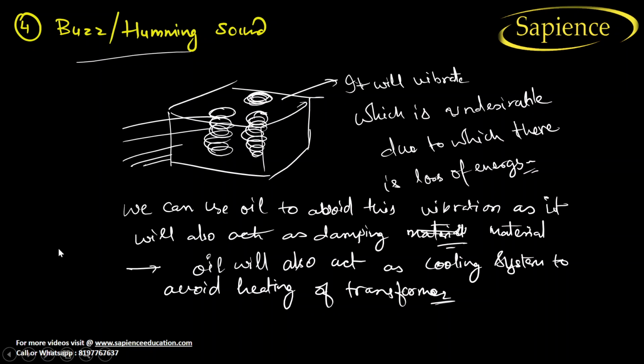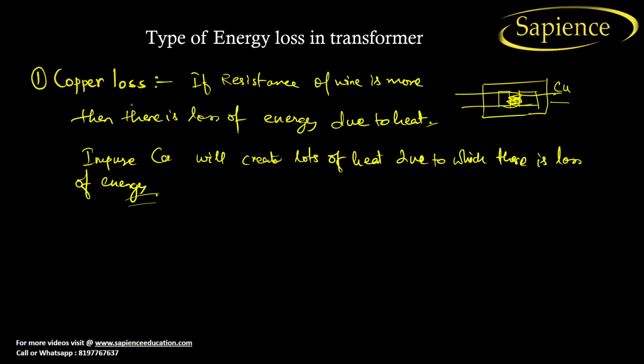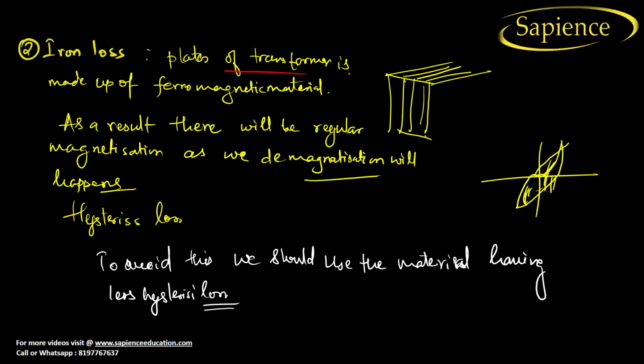So this is all about loss. Again I will revise this. Mainly energy losses are due to eddy current. One more thing you can observe from the figure: there is a formation of a current. To avoid this, we will use many different plates. Energy is required to magnetize and demagnetize the core. Copper loss: the resistance of the wire is more, so loss will be more. Next is iron loss. It means that the soft iron core material will magnetize and demagnetize, due to which there will be a hysteresis problem. To avoid this, we should use a material having less hysteresis.